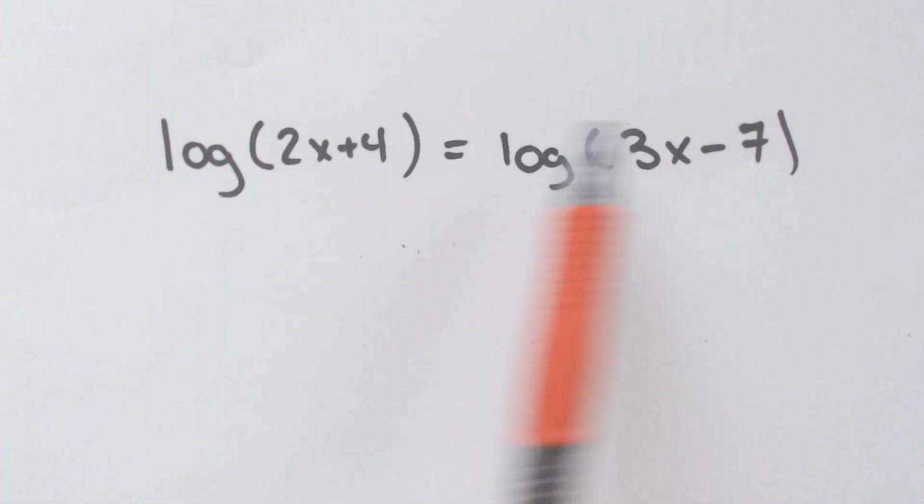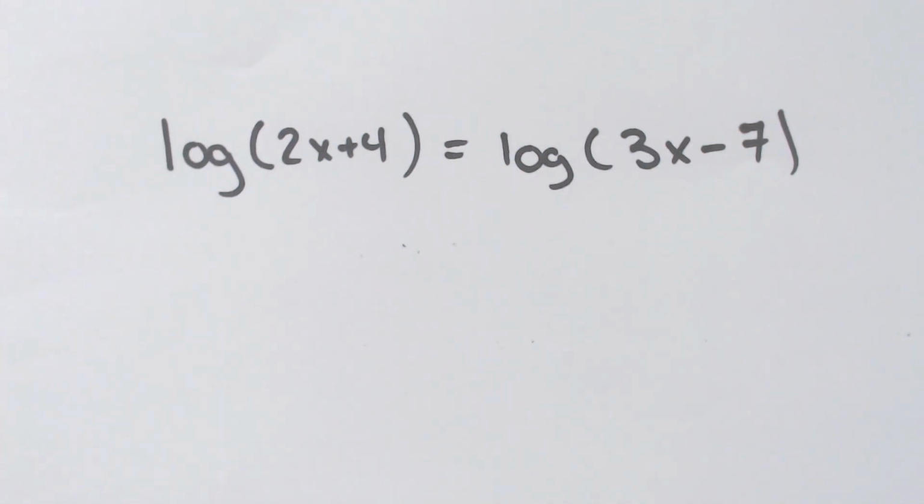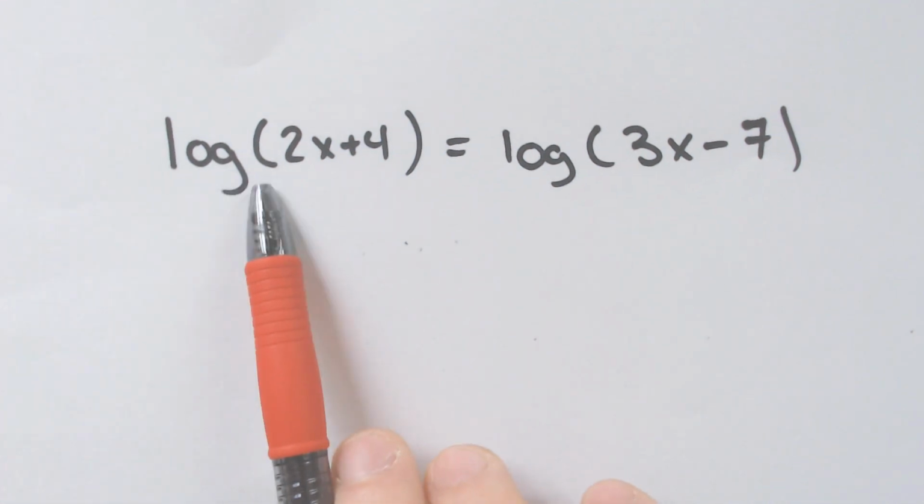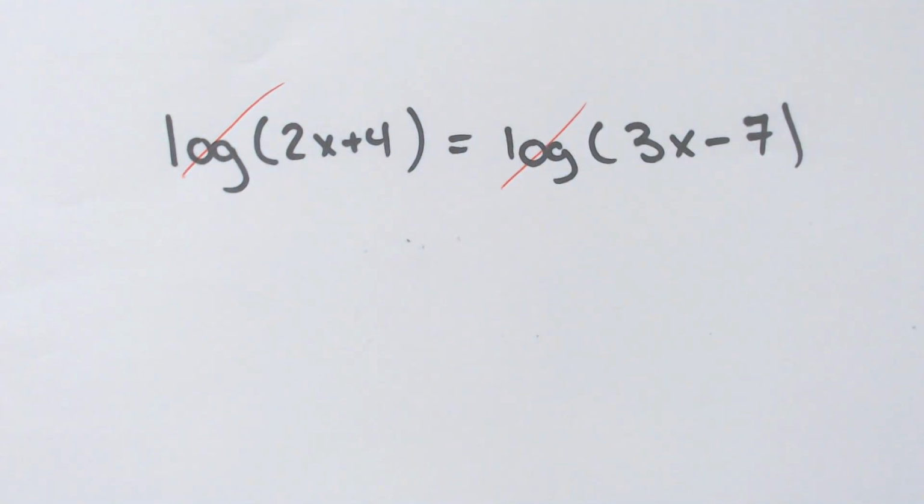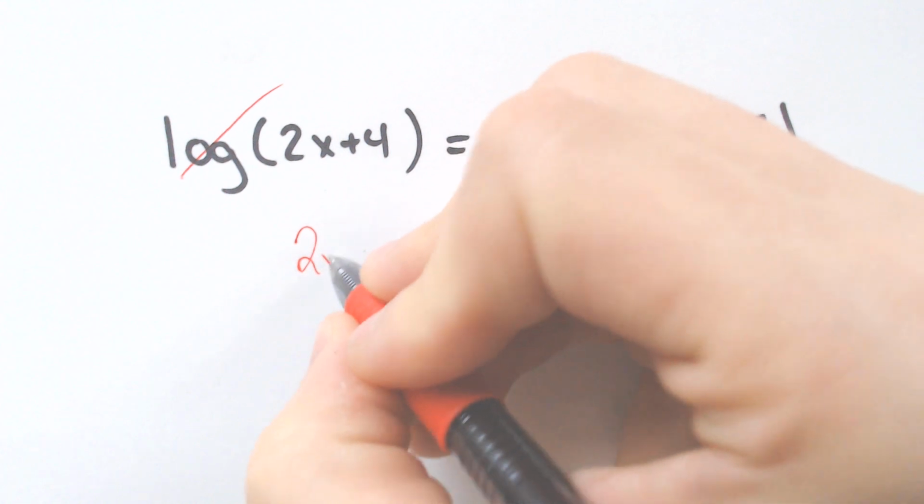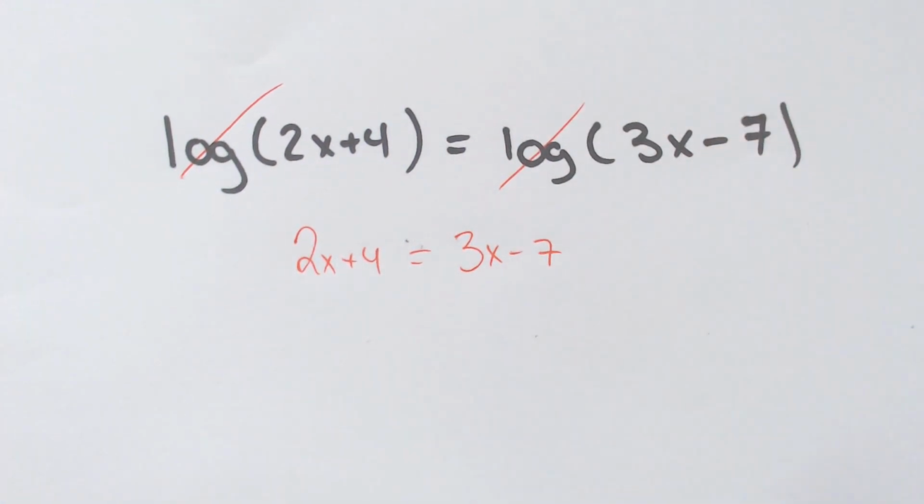Today we're going to be solving logarithmic equations with logs on both sides, which are some of the easiest things to do. Now it doesn't matter if it's a log base 10, log base 3, as long as they're the same, they kind of just cancel out. Whoop, whoop, they're gone. That's it. And then you're just left with 2x plus 4 equals 3x minus 7 in this case.